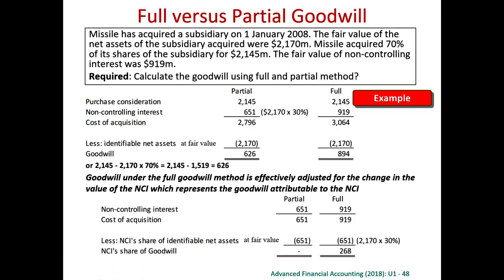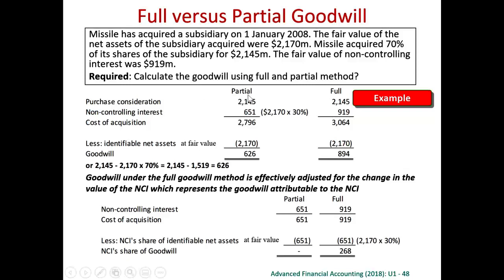If you have a previously held interest, there should be 3 items here. But now only 2 items, because 70% is paid now and 30% is from the non-controlling interest. Altogether, the cost of business combination is 3,064. This is what we pay. What we pay will be compared with what we get. We get all the assets and liabilities of the subsidiary, 2,170. So what we pay minus what we get is goodwill. If we measure non-controlling interest at fair value under the full goodwill method, in your consolidated financial statements goodwill will be 894.